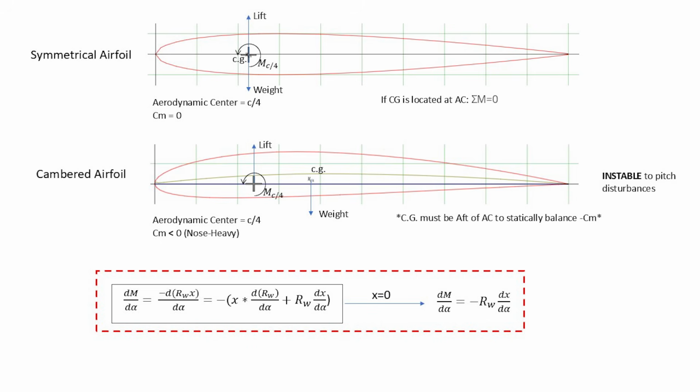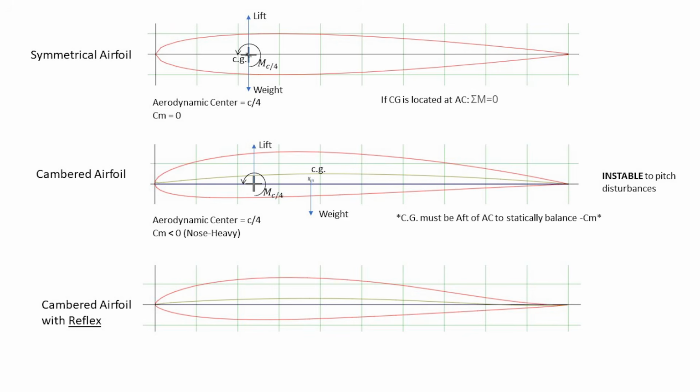If we now take the trailing edge of this and bend it upward slightly, we have what's called a reflexed airfoil. And these are characterized by their positive pitching moment coefficient. Placing the CG forward of the AC in this airfoil results in a wing that is stable to pitch disturbances.